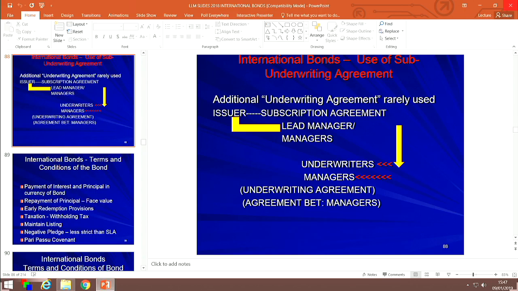What is left will then be transferred by the lead manager to the main managing group of underwriters under the agreement between managers to say, now, under the agreement between managers, you will take up and pay for the bonds that have not been taken up by the sub-underwriting group. You see the cascade?